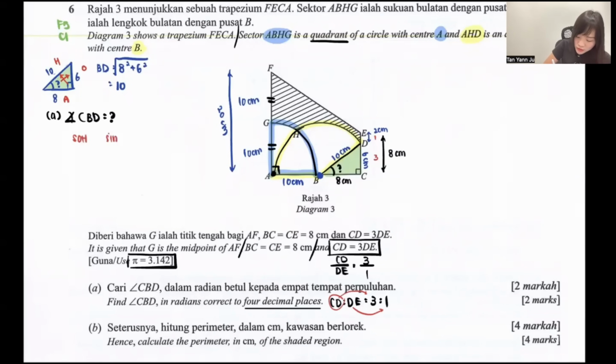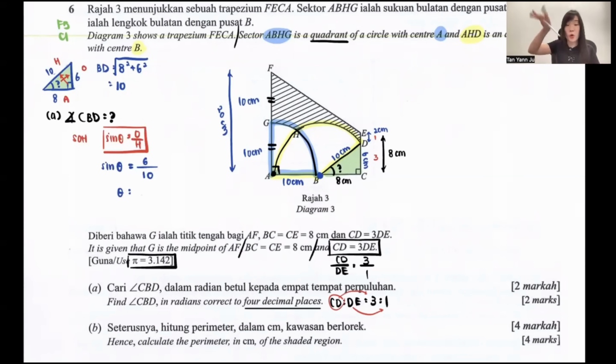So guys, SOH stands for sine theta equals opposite over hypotenuse. So let me now substitute inside. Sine, the angle I don't know. The opposite I already know is 6. The hypotenuse I already know is 10. So what is my theta answer? 6 divided by 10, then sine inverse, shift sine. I'm getting 36.8699 degrees. Remember, whenever it comes with sin, cos, tan, your answer is always in degrees.